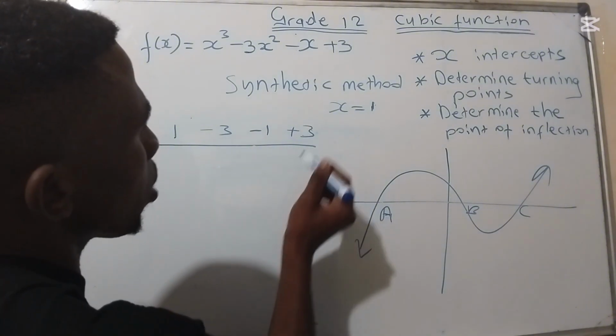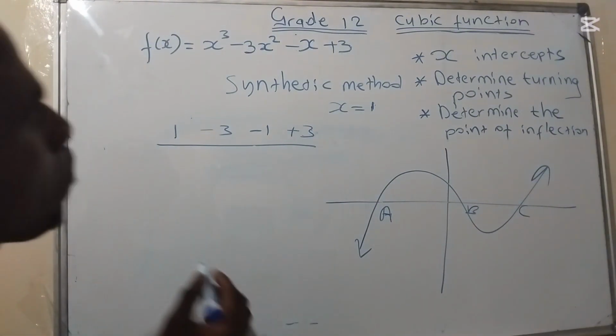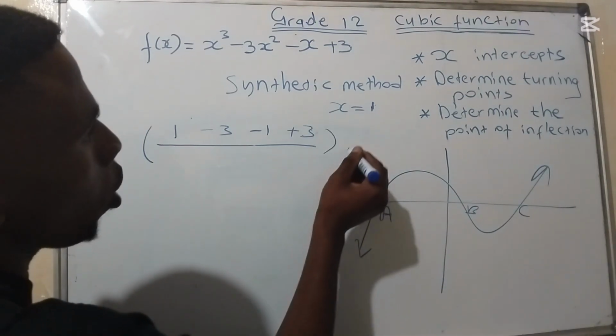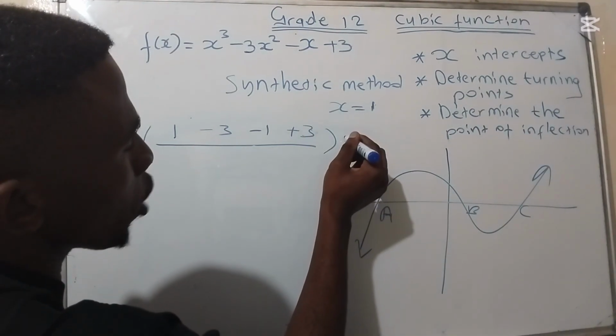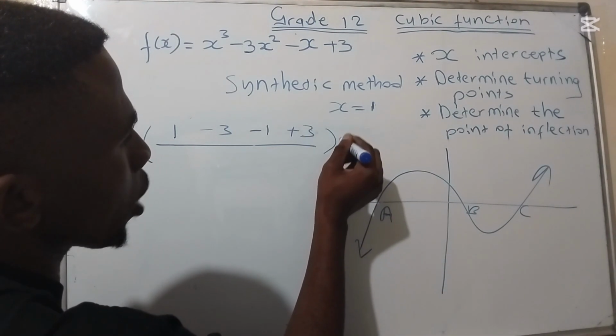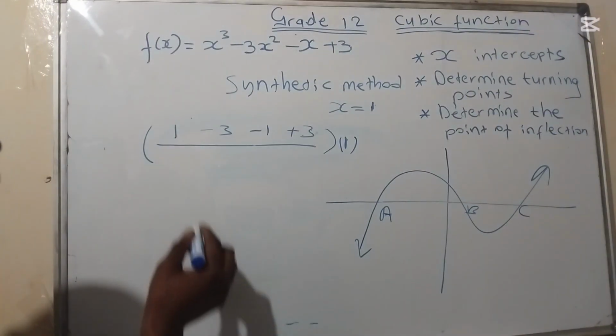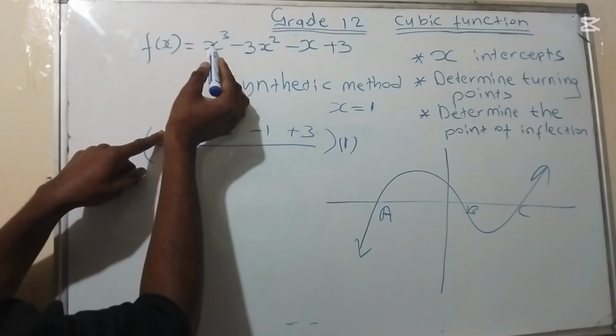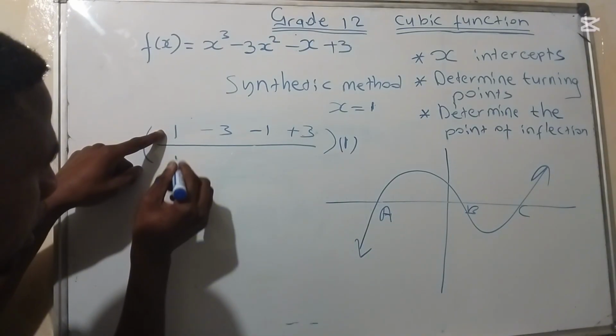The constant is positive 3, right? Then after, you just need to put your positive 1 here. You just need to put your 1 here. Then after, you just need to take this coefficient of x cubed. You just need to put it here.